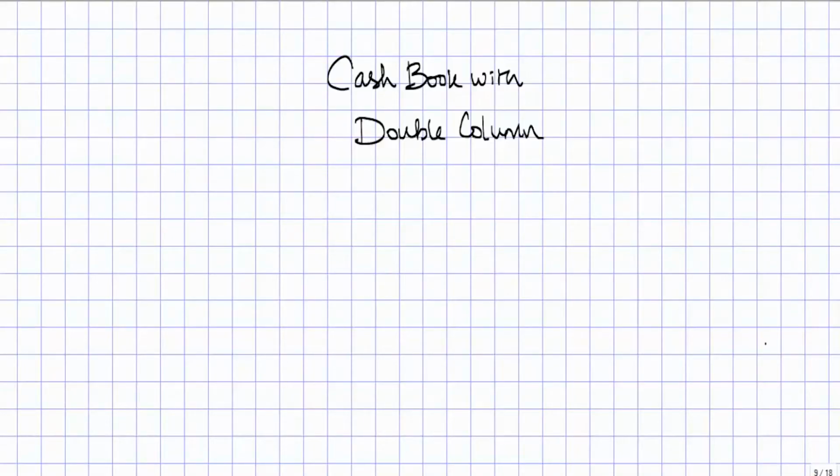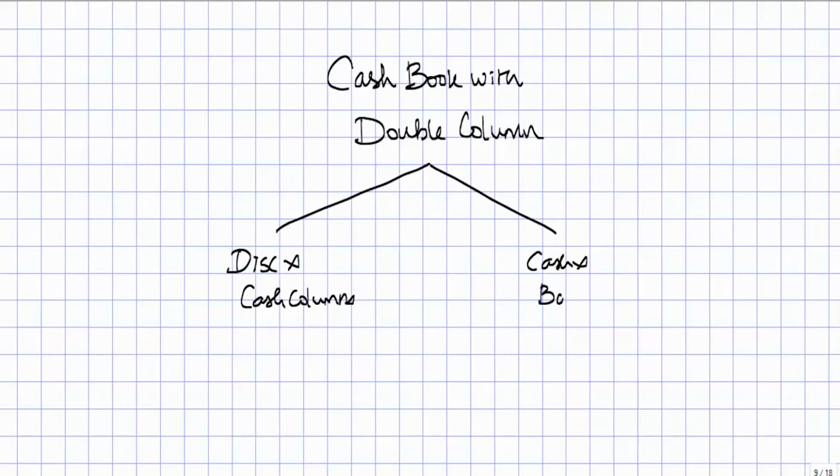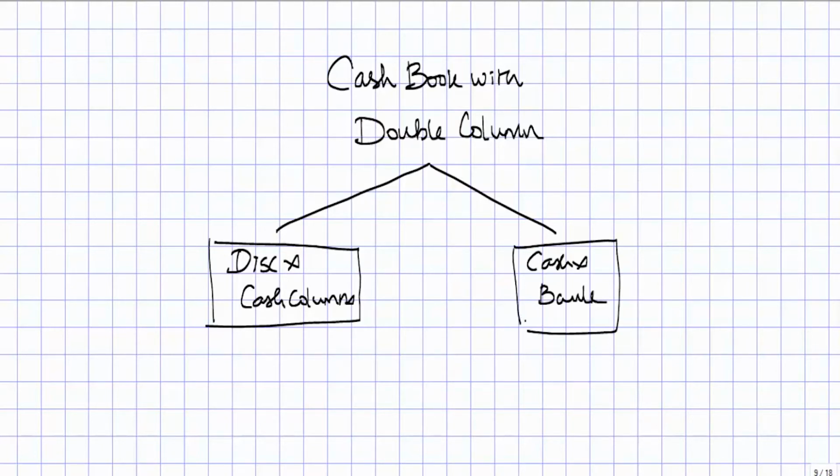Let's understand the cash book with a double column. The most common double column cash books are basically the cash book with discount and cash columns. The other one is cash and bank columns. That is, in this cash book you will have a column for cash as well as for discount, whereas in this cash book you will have columns for cash balance and bank balances. So in this session, let's focus on the cash book with discount and cash columns.